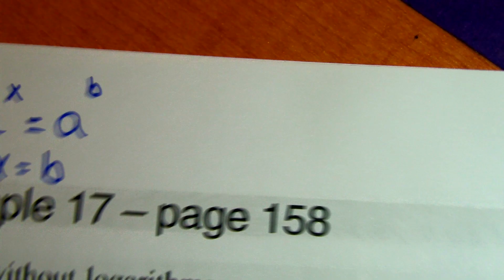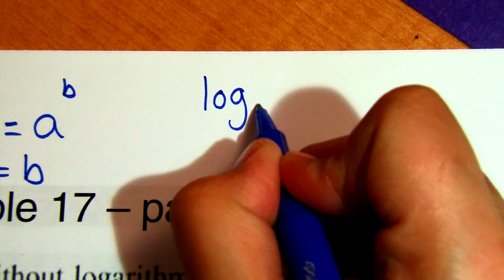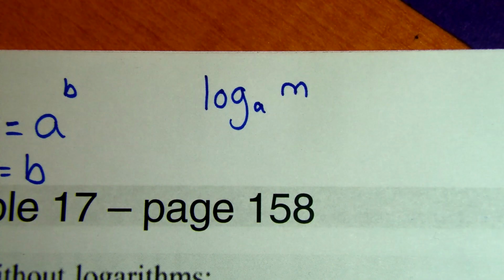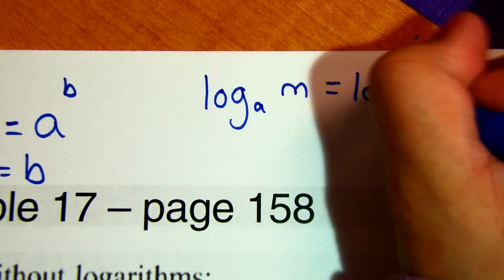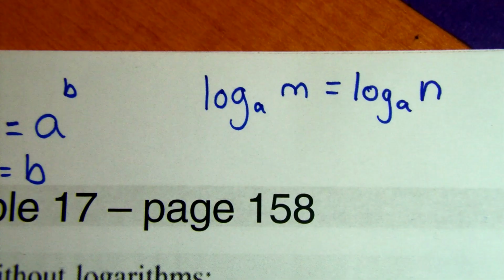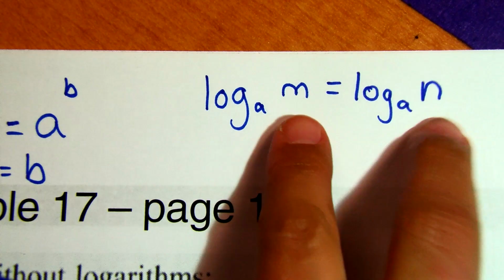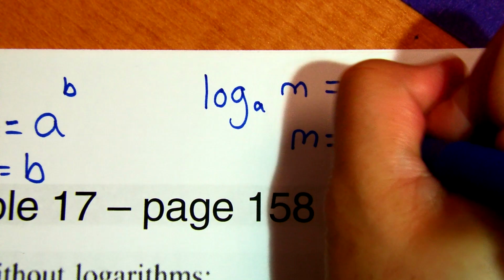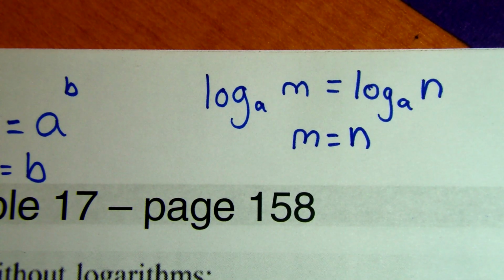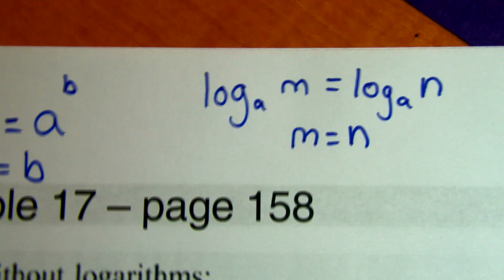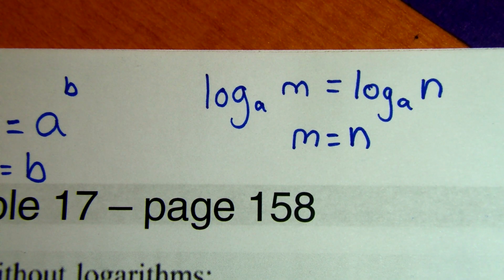Same for log. So if I have log base a of m is equal to log base a of n, I can set m and n equal to each other. Same thing for logs, same thing for exponentials. If you have the same base, you can set the things equal to each other and solve. Okay? Got it? Alright. Everybody have that down at least so I can go to the example?